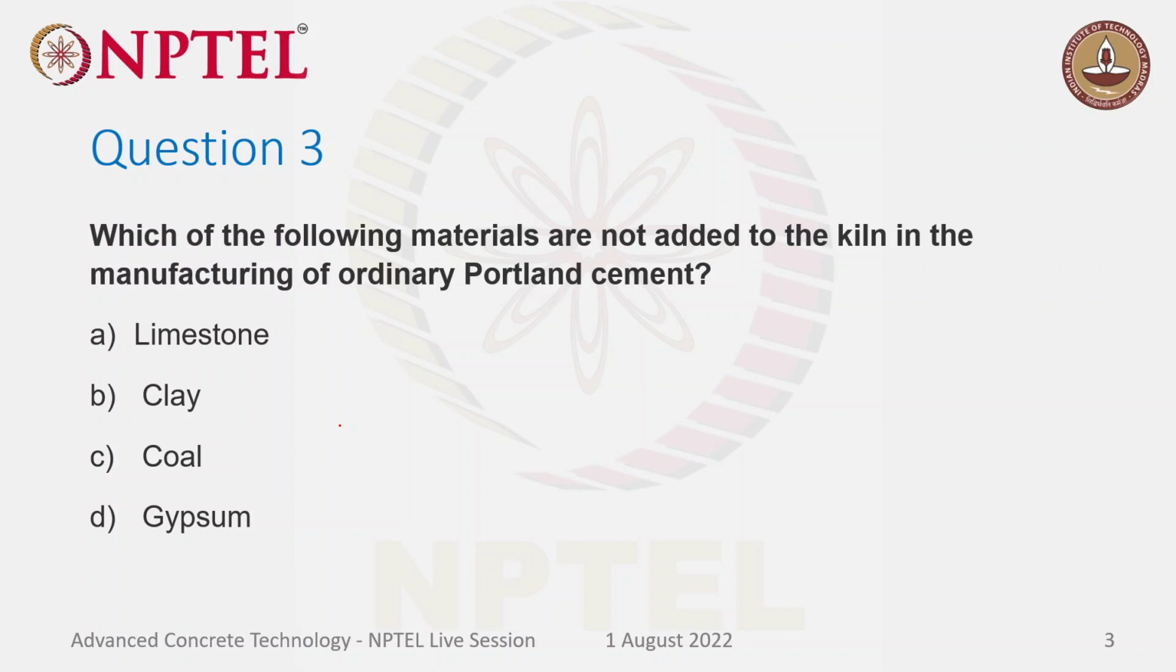But which of the materials are added only to the rotary kiln to burn the material, to calcine the material? Option A is limestone, option B is clay, option C is coal, and option D is gypsum. So you need to find the one which is not added to the kiln.